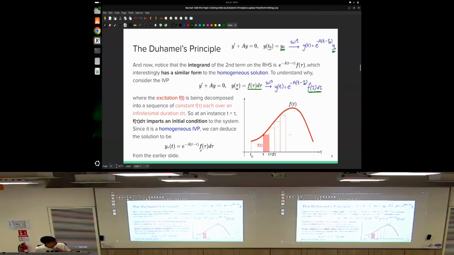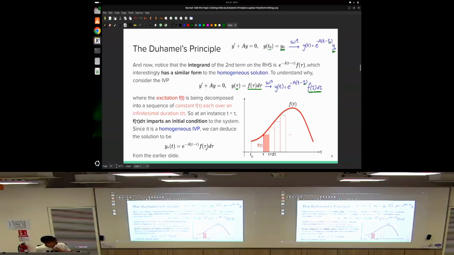I repeat again. If you treat the excitation as an initial condition, look at this. This is an initial condition. So the excitation over a short period of time, treat it as an initial condition activated at time t equals tau. So it's like this rectangle area here. You are going to get the solution, the response of the system, given by this expression.